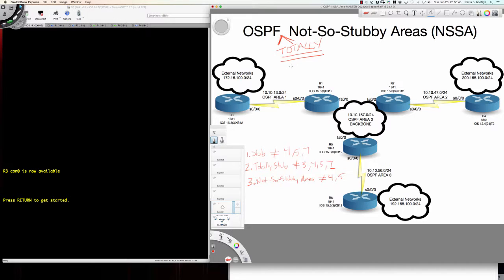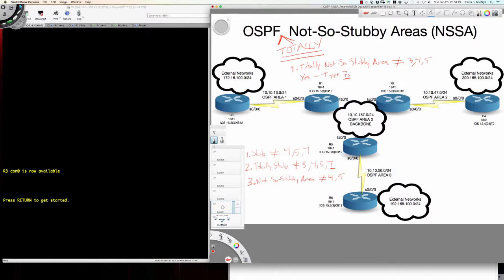I'll put it up here, give us a little more room. Fourth and final is a totally not so stubby area. And the totally not so stubby area, very similar to the totally stub area, says no type 3s, no type 4s, and no type 5s. However, yes to type 7s, which are going to be our externals.